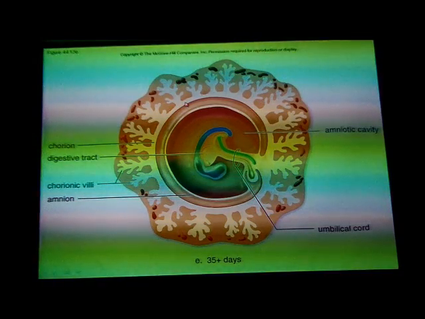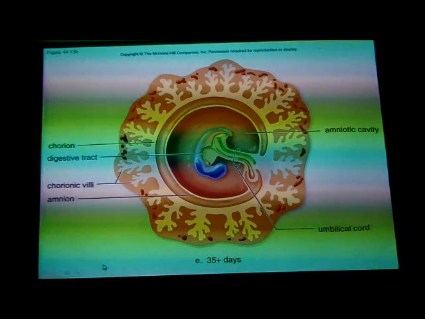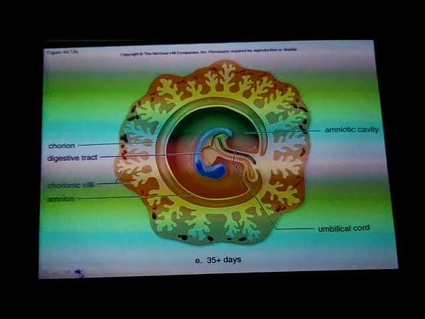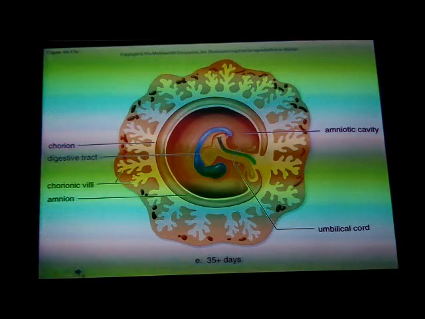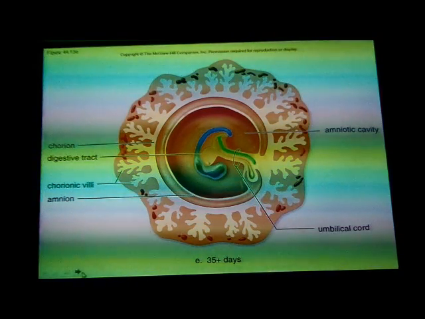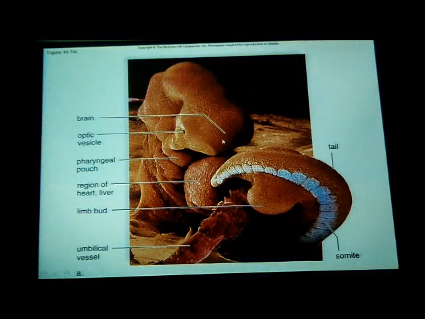You're still stuck to the wall of the uterus. You're not very big at this point. You're barely visible. Maybe the size of the letter C in your book. If you look down at the letter C in your book, that's about how big this embryo is. Ha! That's what it looks like. That's what y'all looked like.